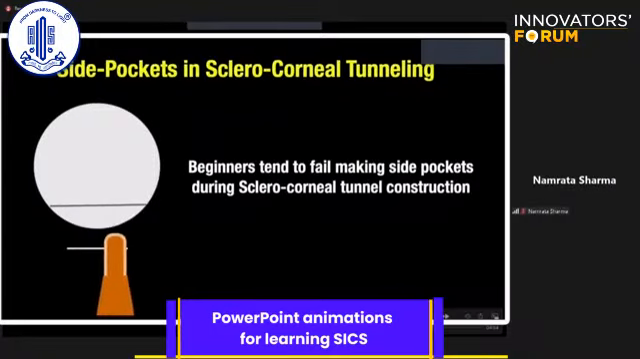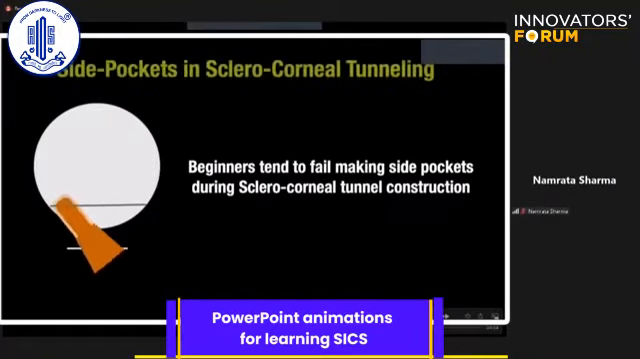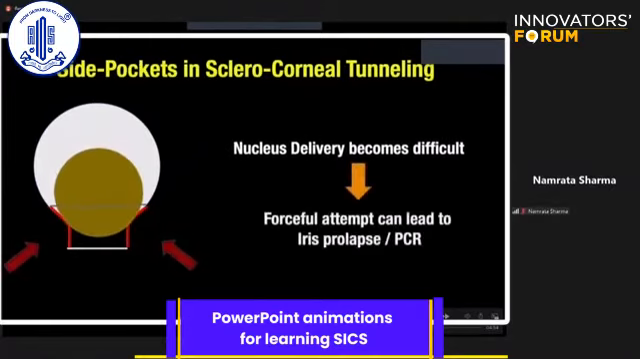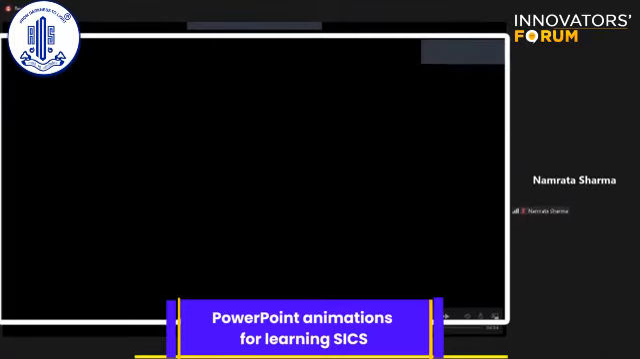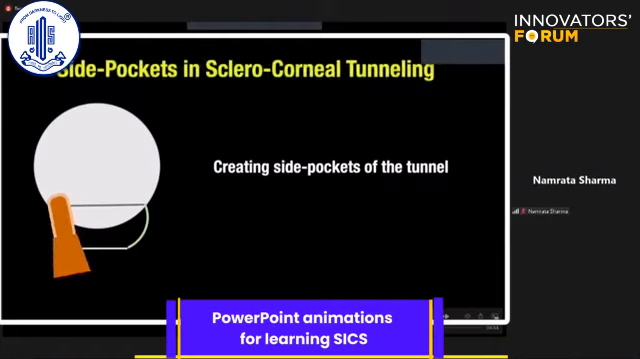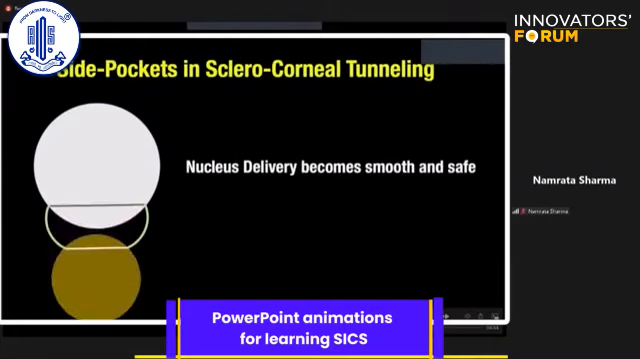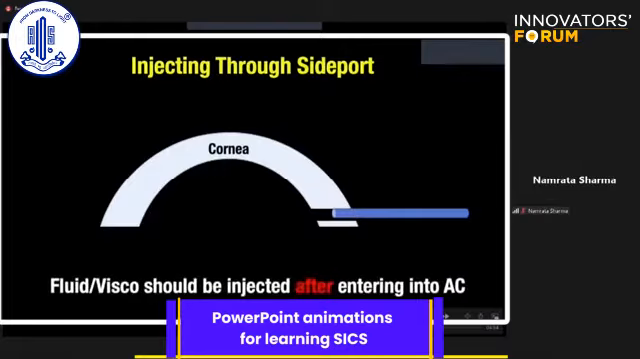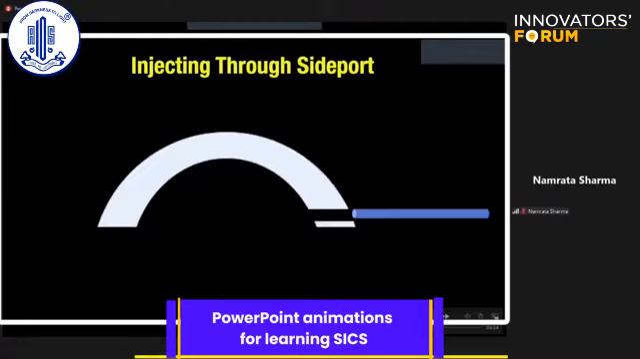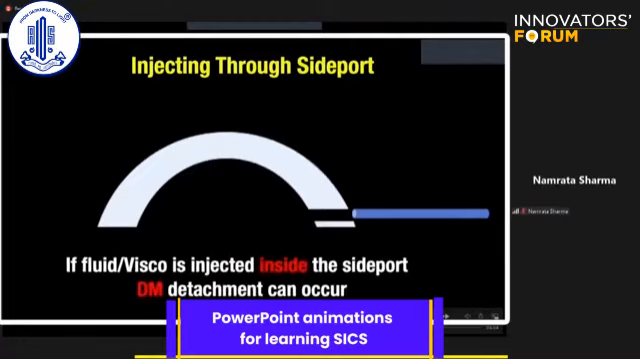Beginners tend to fail in making side pockets of the scleral tunnel, which leads to bottleneck configuration of the tunnel, causing the nucleus to get stuck at the wound, and hence creating the side pocket makes nucleus delivery smooth and safe. We should always inject the fluid or visco through the side port after entering the AC. If we inject within the wound, it can cause Descemet's membrane detachment.